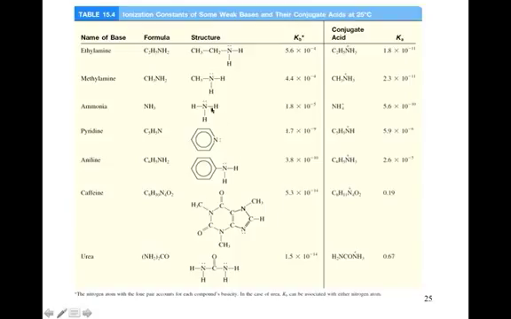Here's a table of some weak bases and their conjugate acids. It's in your book. You can look up the weak base. If in the problem they don't give you the Kb, you can find it here. There's caffeine. Nice. And you can find its Kb value and use that as the constant.